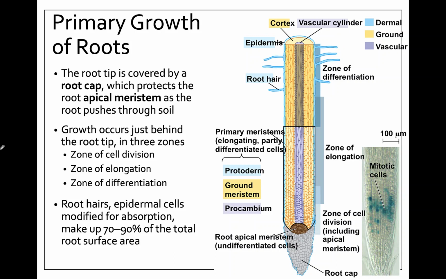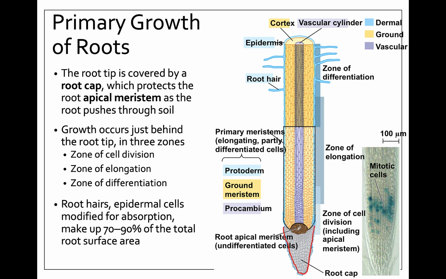So now we'll look at primary growth in all of the different organs of the plant. So primary growth, remember, is lengthening. The plant is getting taller. So here we have roots. We have kind of a thimble shape down here. This is a root cap.